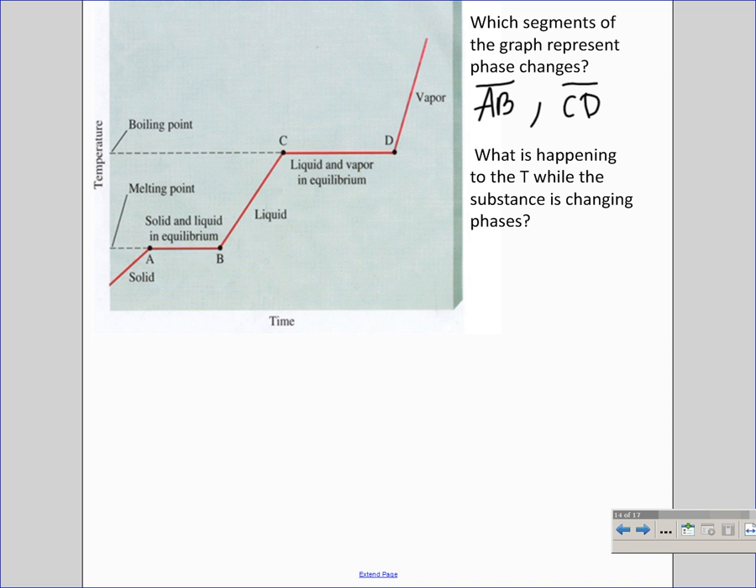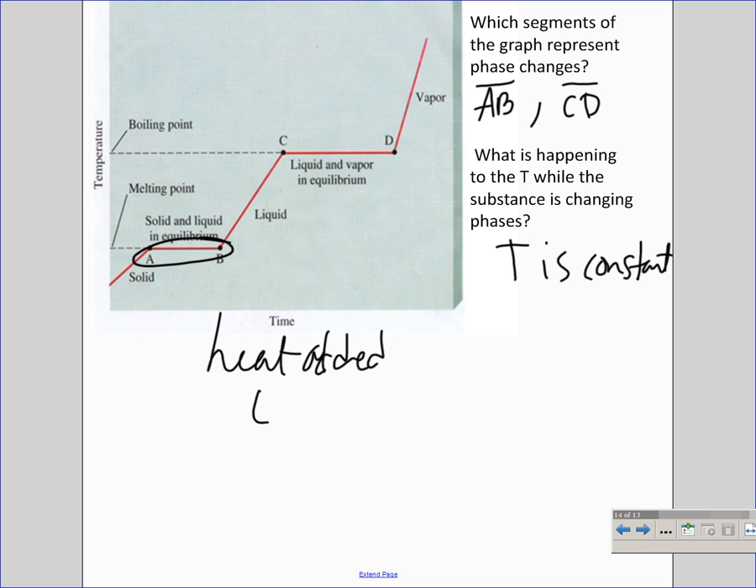What's happening to the temperature while the substance is changing phases? So here, you're saying the temperature is constant. Well, what did we say about melting? We said it was endothermic, so we had to put energy into it to make it melt. Well, I'm putting energy into this, right? Because this is heat added per time. Energy does not have to be temperature. We use temperature, heat, and energy sometimes all interchangeably, but it's not true.